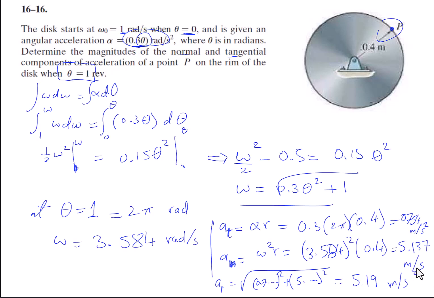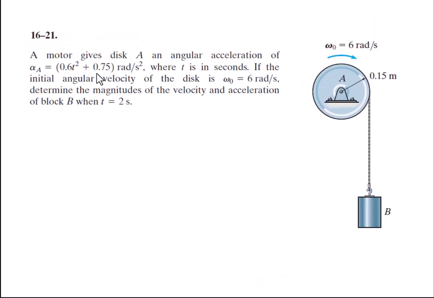Let's do one last problem for this rigid body motion involving a body that is rotating, and we need the tangential acceleration and velocity of this body. So we have a motor with an angular acceleration as a function of time, and it's given an initial angular velocity of 6 radians per second, and we want the magnitude of velocity and acceleration of block B after 2 seconds.